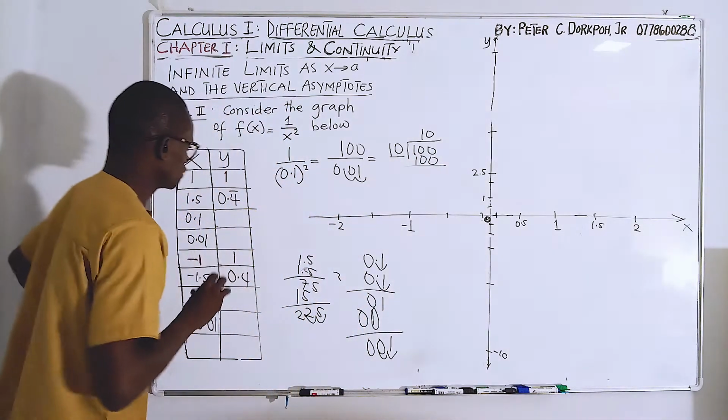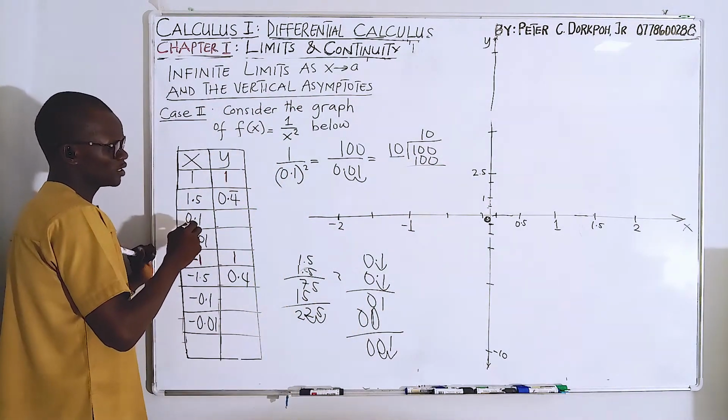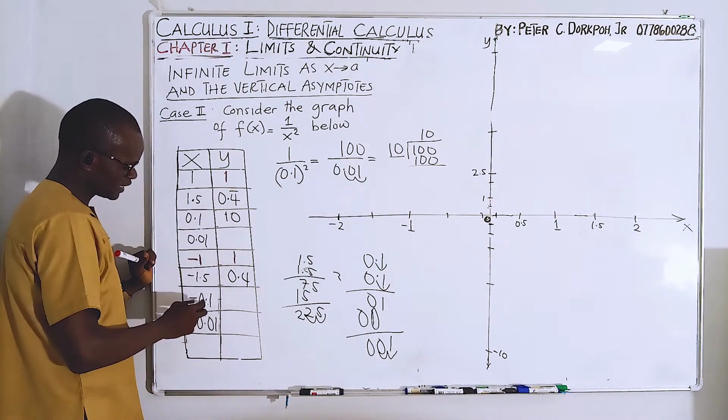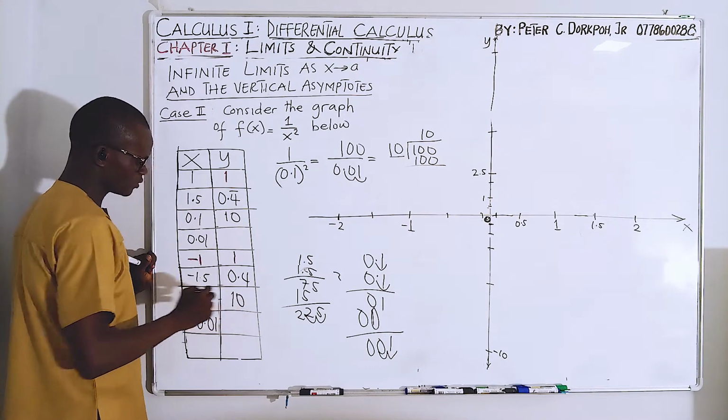So therefore, when x is 0.1, we're going to have y to be 10. When x is negative 0.1, we're also going to have y to be 10.